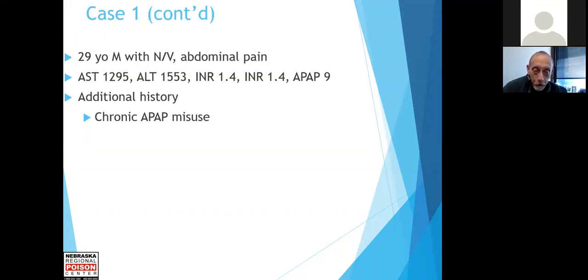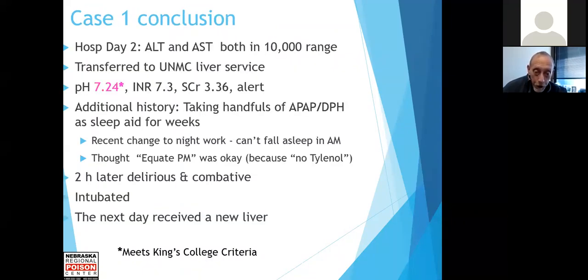So what happened to our cases? The gentleman who presented with GI complaints. Well, he had liver enzymes that were a little over 1,000 by the second day after he got transferred to a parent institution. They were in the 10,000 range. And as you can see, he met the King's College criteria. He had acidemia, he had kidney failure, and he had severe coagulopathy. He was still alert initially, but then he became encephalopathic. And he got very lucky, though, and they found him a liver.